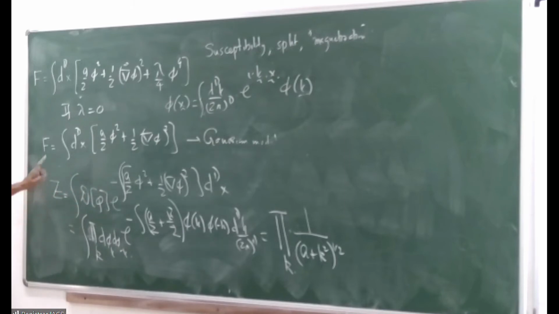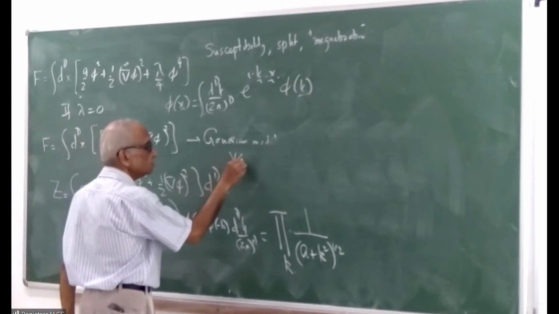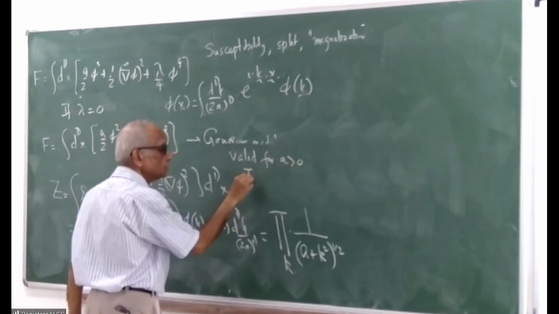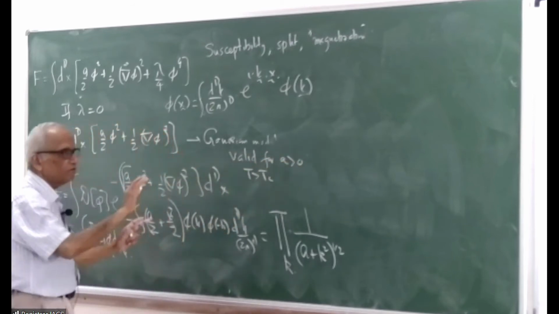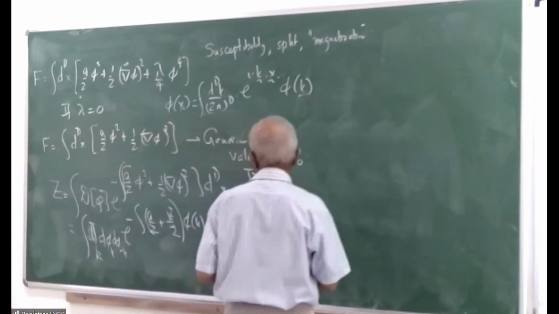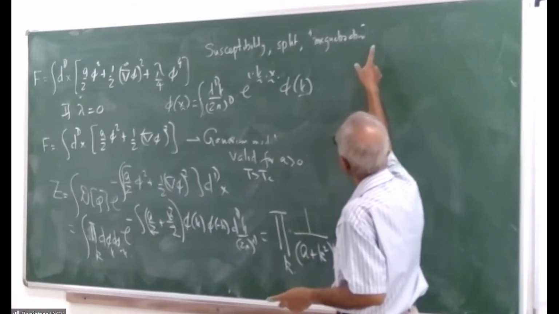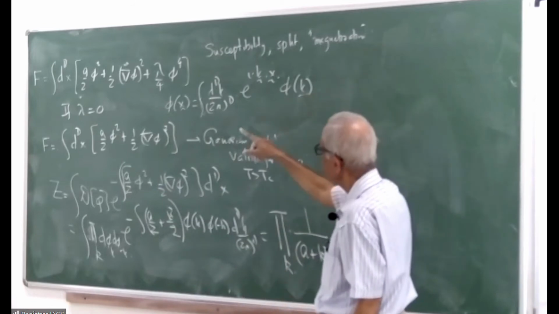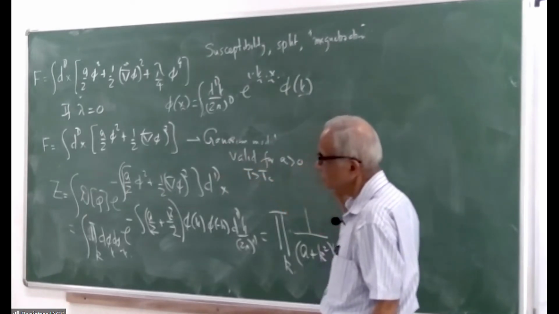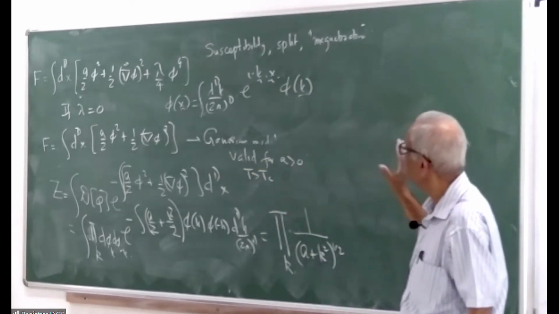So Gaussian model is defined, if lambda is equal to 0, the model is valid for A greater than 0. So it's T greater than Tc. So when it is a question of the Gaussian model, then I can't calculate the magnetization, but I should be able to calculate the susceptibility and the specific heat.